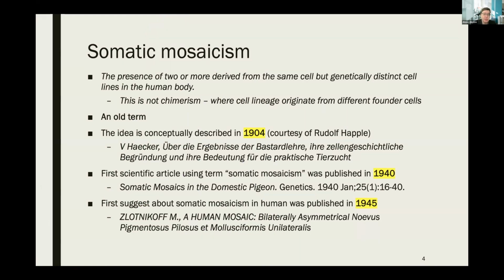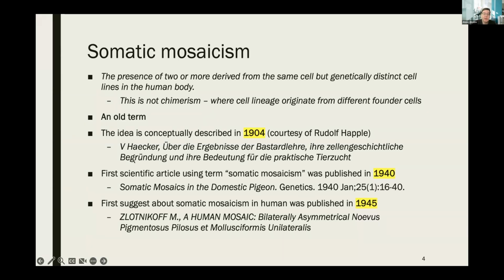What is the definition? Mosaicism is the presence of two or more genetically distinct cell lines or lineages derived from the same cell in the human body. So it's not chimerism. Chimerism is when you have different genomic backgrounds and they mix within one body. The simplest example of chimerism is when you transplant an organ to a different person. Now you have an organ with one genetic background and the rest of the body is different. So we're talking here about cells that have different genomes, but they are ancestrally related. They originated from the same zygote.